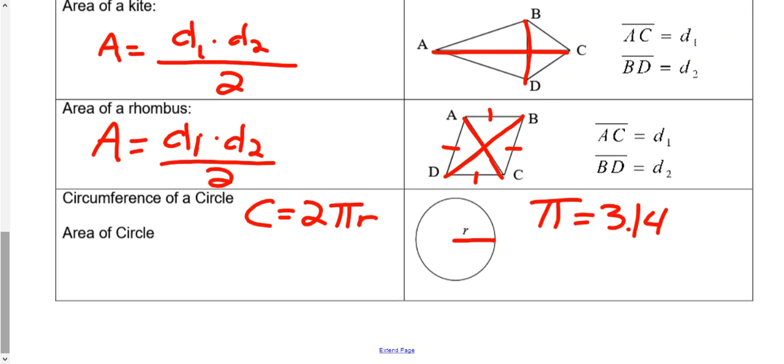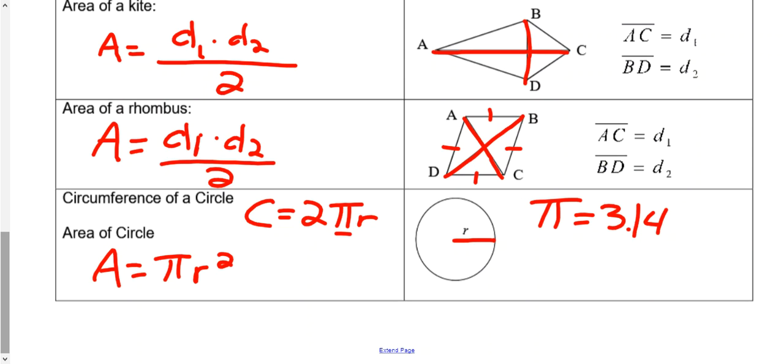We like to keep that in terms of pi, though. So that's why your answer will be written as pi rather than using the decimal, unless it specifies otherwise. But the circumference is 2 times pi times the radius. The area equals pi times the radius squared, or pi r squared.